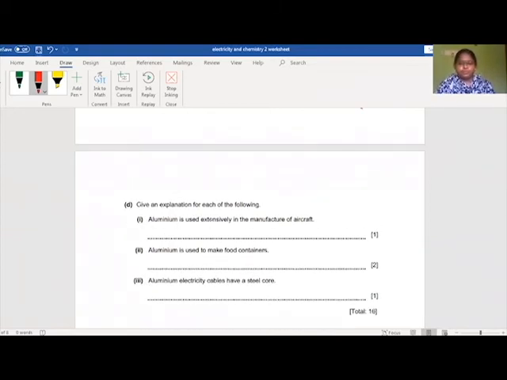So give an explanation for each of the following. Aluminium is used extensively in the manufacture of aircraft. Which property made it react over here? Because it has low density, or less weight. Less weight, lighter than other metals, right? Or less dense.